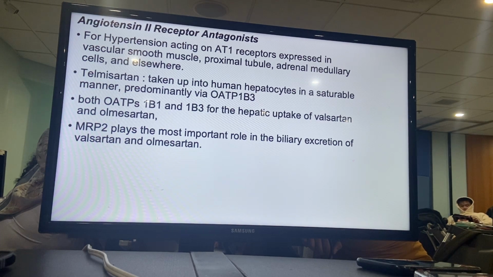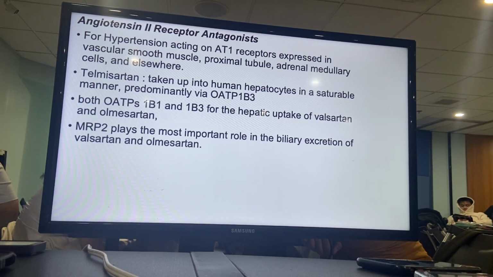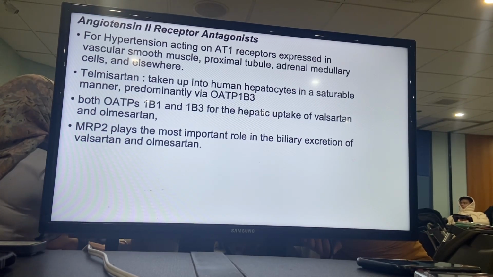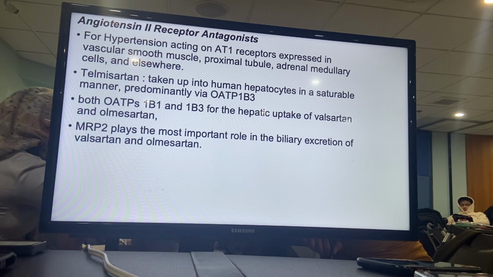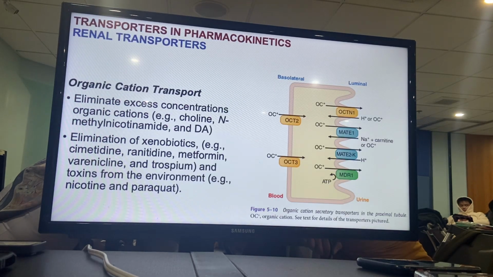ARBs, what are your ARBs? Antihypertensive drugs, right? Remember your angiotensin 1 to angiotensin 2 by your ACE, and your angiotensin 2 attaches to your angiotensin receptor, then you have an increase in your blood pressure. So for hypertension, you inhibit the ACE or you inhibit the receptor. Telmisartan is taken up by OATP1B3, and MRP2 plays a role in excretion of the drug. So that's hepatic. Let's go to renal transporters.